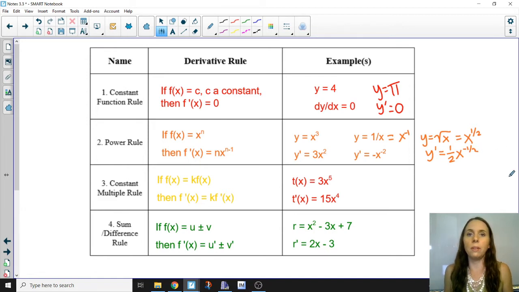Okay, power rule, everybody knows and loves it, right? It's super easy, and it works for a ton of situations.